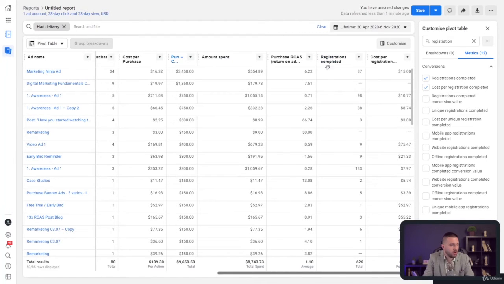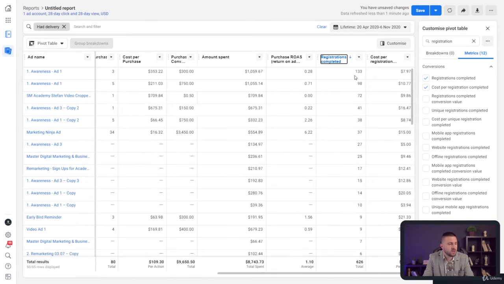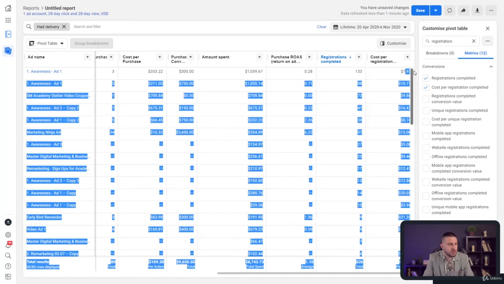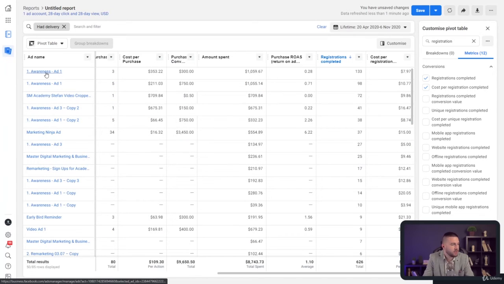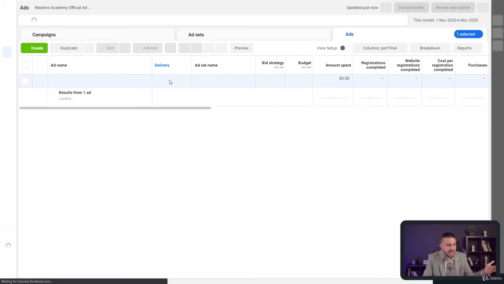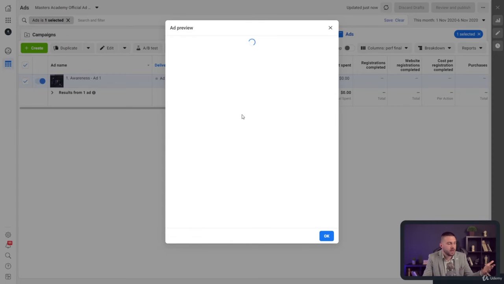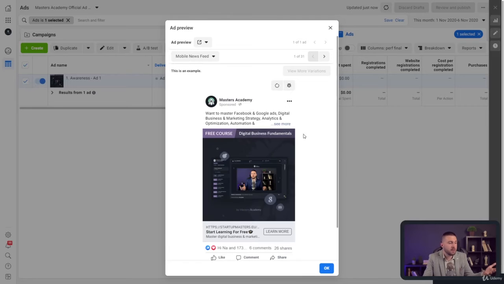We can also take all of our ads, sort them by registrations completed, for example, and then we can see which one got the most and how much a registration cost. And so we can obviously see that this awareness ad 1 was very good. And again, you can take a look at what happens when you don't use naming conventions and your ads are not named properly. So now maybe if I click here, I can go ahead and see this ad in Ads Manager, but as you can see, this is already taking too long. And so we can take a look at the ad and maybe understand what we did.